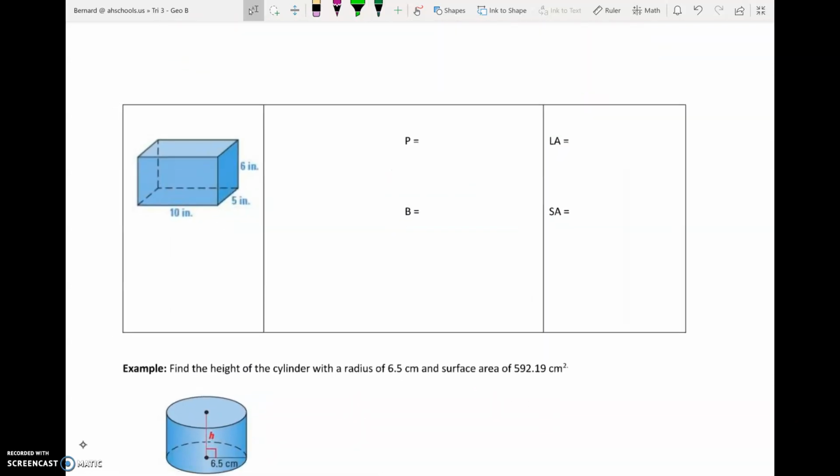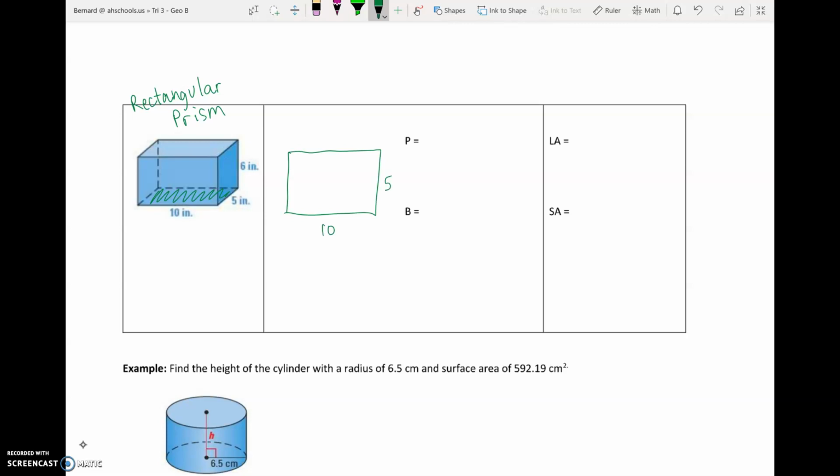But this time, this looks like a box. We call boxes rectangular prisms. Remember, they are always named after the shape on their base. And so a rectangular prism has a base of a rectangle. So let's consider the base, this bottom rectangle here. If I draw this rectangle, that rectangle would be 10 and 5.